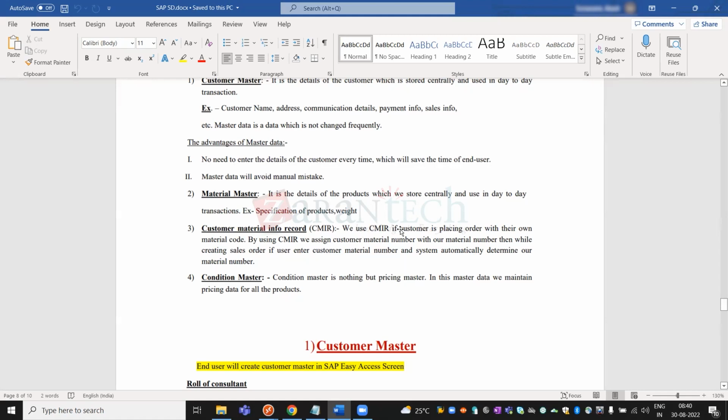Got it? If the customer is placing an order with their own material code. Okay, I think I'll understand a little bit later with practice. Suppose you are a customer and you are giving an order for three materials. The customer is like any service-based company or any other company.